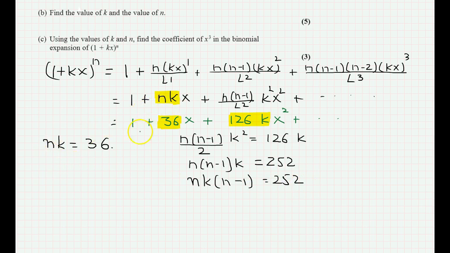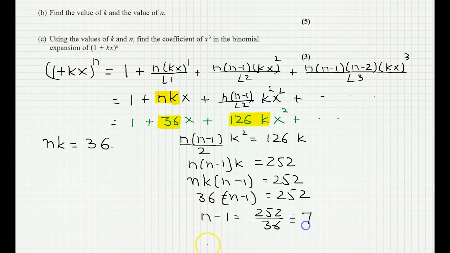Now from the first relation we know that nk is 36, so 36 times n minus 1 is equal to 252. So n minus 1 is equal to 252 over 36. Now 252 over 36 is 7. So n is equal to 8. So this is the value of n.